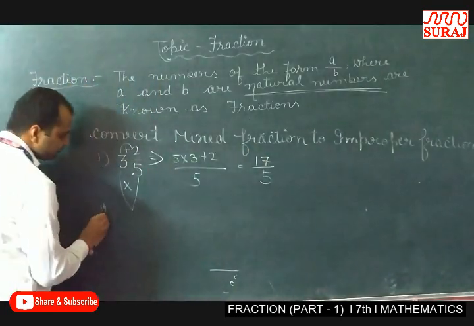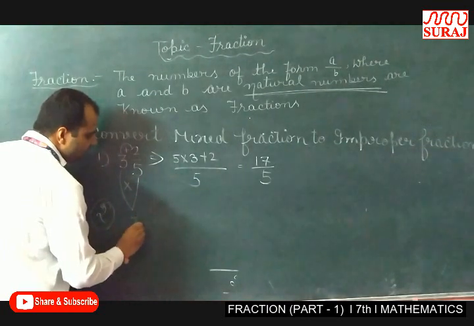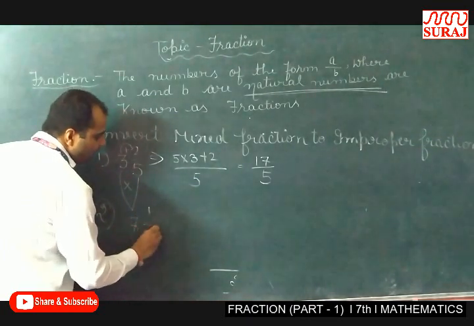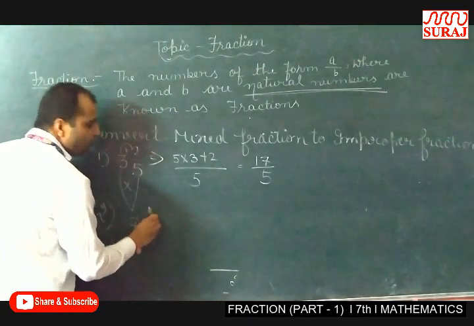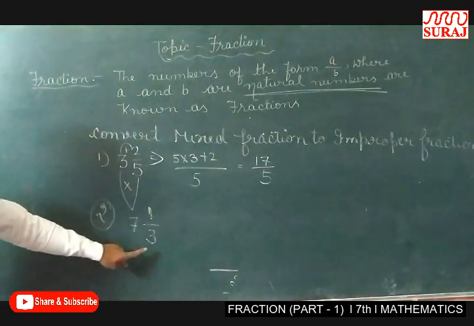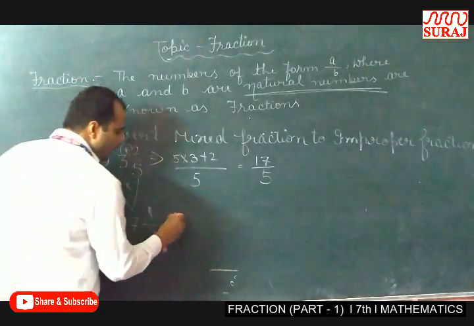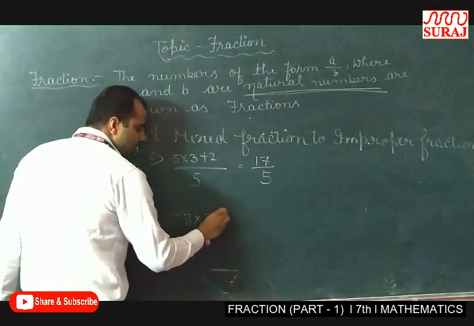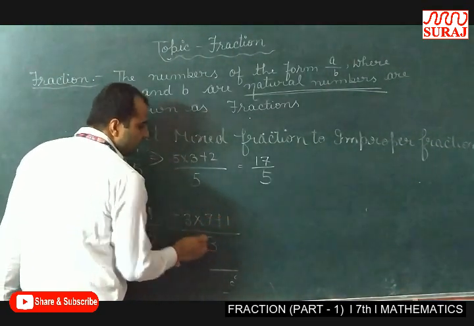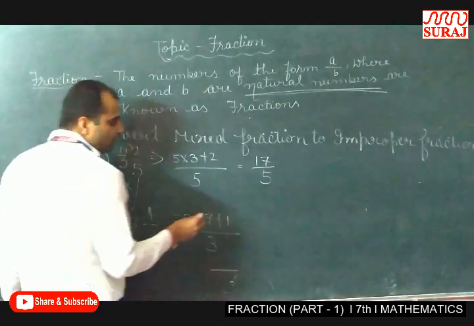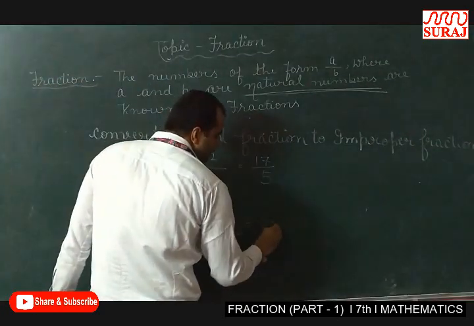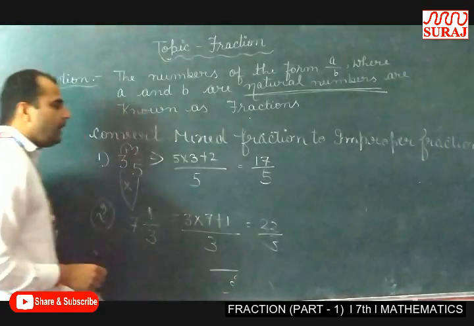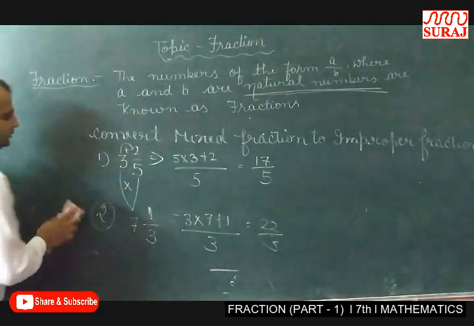नेक्स्ट, 7 and 1 upon 3. तो सेम एज फर्स्ट, 3 मल्टीप्लाई बाय 7 एंड प्लस 1 अपॉन 3. 3 7 जा 21, 21 और 1, 22. 22 अपॉन 3. दिस इज द आंसर. नेक्स्ट क्वेश्चन.